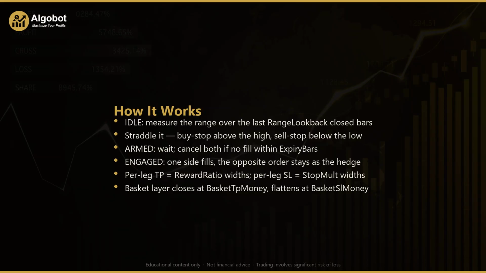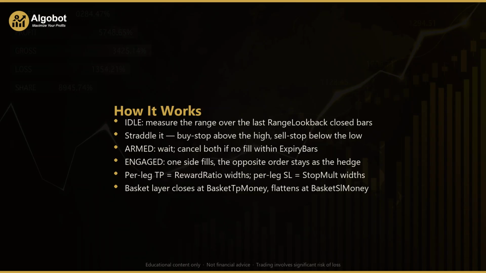Each filled leg carries its own protective stop loss and its own take profit, both measured as multiples of the range width. The take profit distance is set by the reward ratio, 2 widths by default, and the stop loss by the stop multiplier, 3 widths by default. The stop is intentionally wider than the opposite boundary, so that if price reverses, the hedge order fills before the first leg is stopped out.